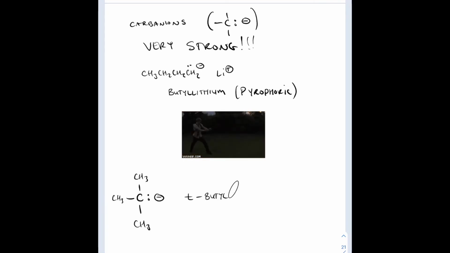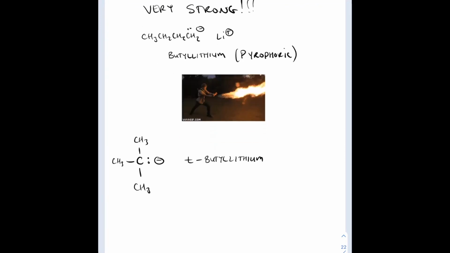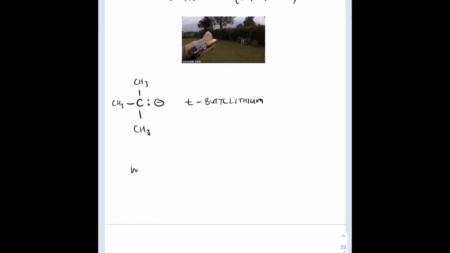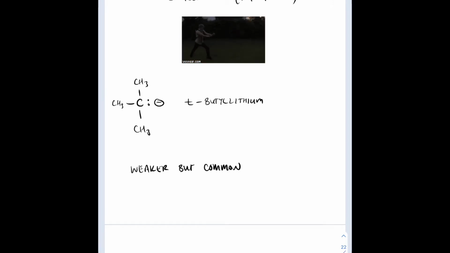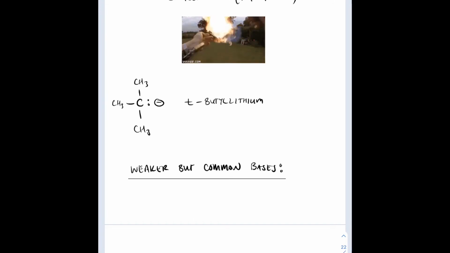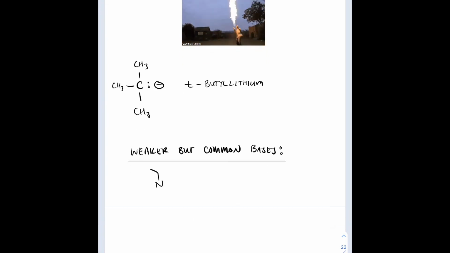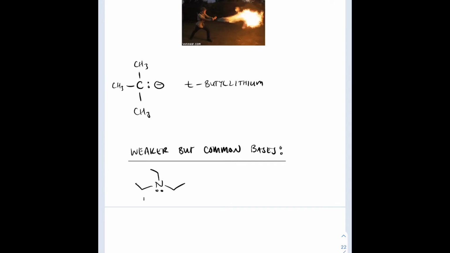Tert-butoxide is very similar, but it's actually even more pyrophoric, more reactive with water in the atmosphere. If you squirt it out of a syringe, it does kind of make that flame that you see in that GIF. It's really strong and very dangerous.